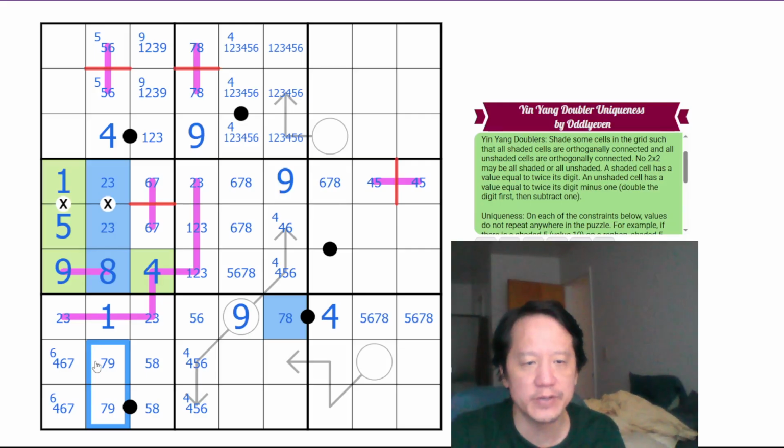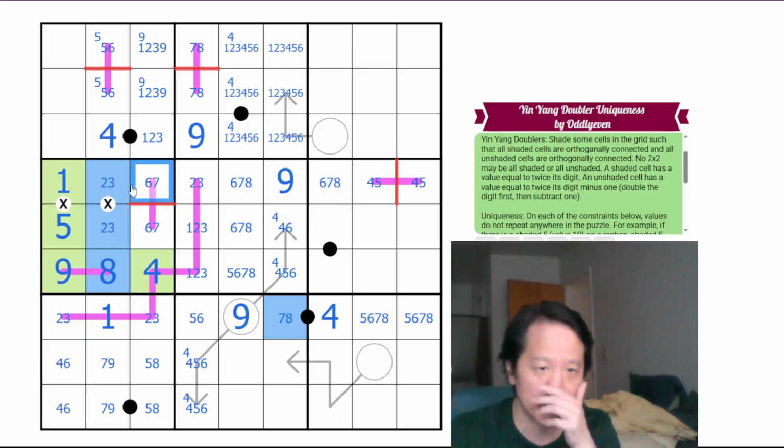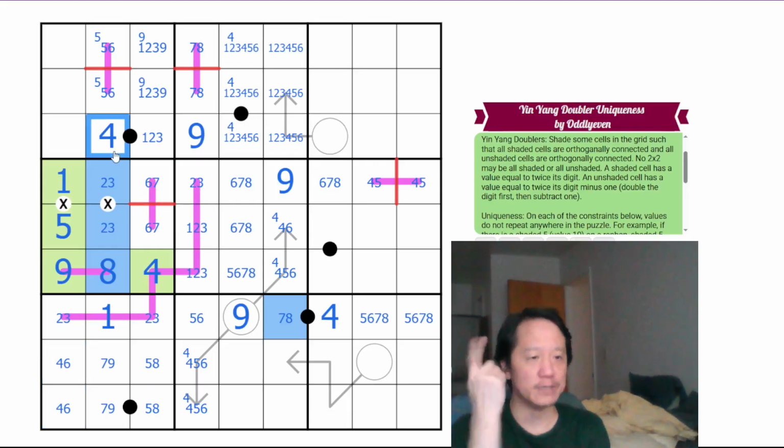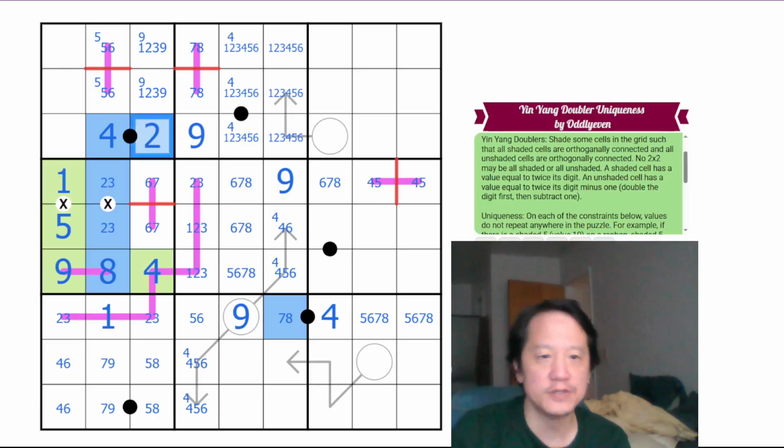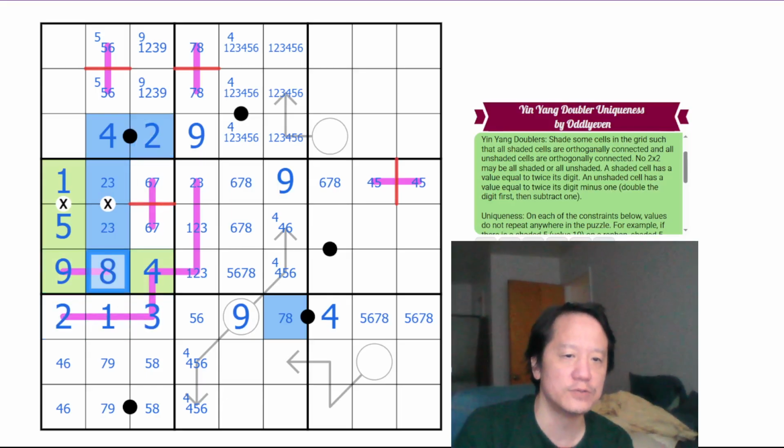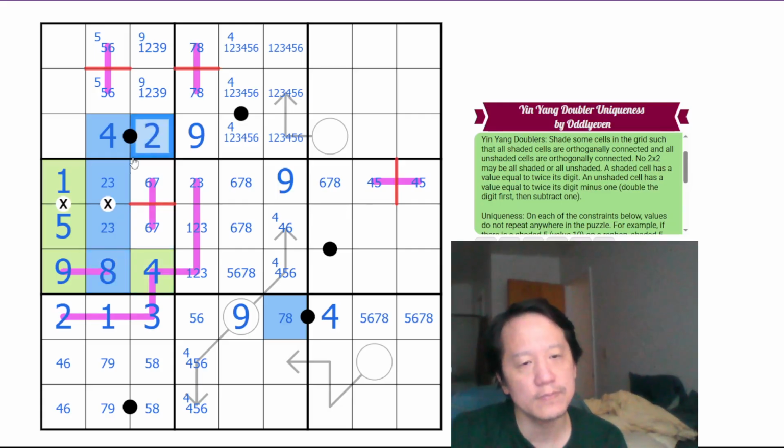This is 7, 9 as a pair, which eliminates 7 and 9 in the rest of the box. So we have 4 and 6 here. So 4 must be the one that's doubled. So this must be shaded. So it's 8, which must come from a value of 4 doubled. 2 doubled, which is 4, essentially. So then this becomes 2. This is 3. That's 2 there. This is a 2 by 2 area that's all shaded, so this cannot be shaded here. Therefore, this is unshaded there.